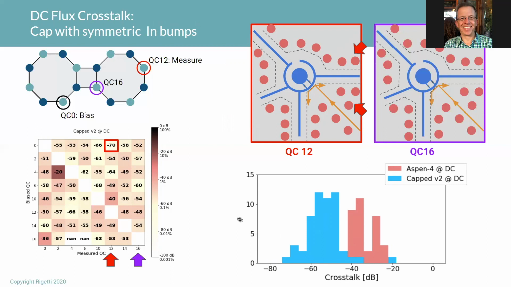And if we look at our distribution here on the bottom right, what we see is that now we've shifted from, again, the red being the Aspen 4 with no cap, to this new cap device. We've shifted our median down much closer to minus 60 dB.